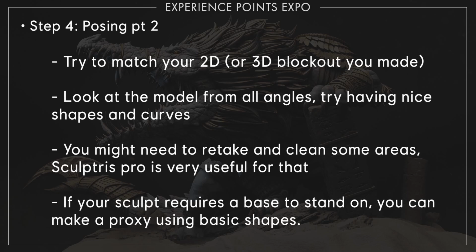And at this point, if your sculpt requires a base to stand on, for example, the Ammut is hanging on some pillars, it's standing on some, I don't know, statues, and there's a pillar in its hand. If you need a visual reference, usually what I do is just grab some cubes and cylinders or whatever I have in ZBrush and try to make a proxy scene just to match the pose, and then we'll work on the base later. It's not super important at this stage.